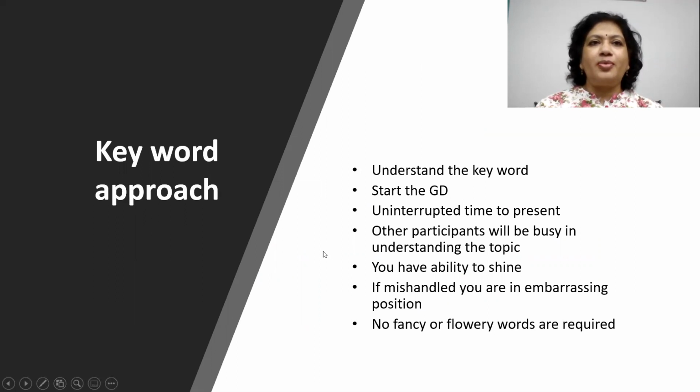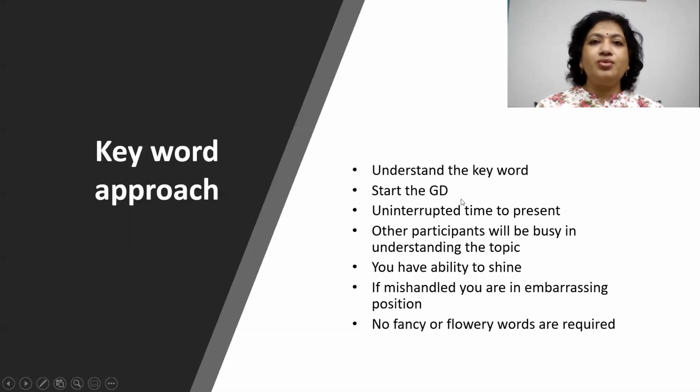The keyword approach. Say, for example, the topic I'm going to give you is, should we have online examination? There are some people who will catch the word examination. So that person will think, should we have examination at all or not? If somebody catches the keyword as online, that person has already decided, yes, we need to have an examination. So the keyword is very important.